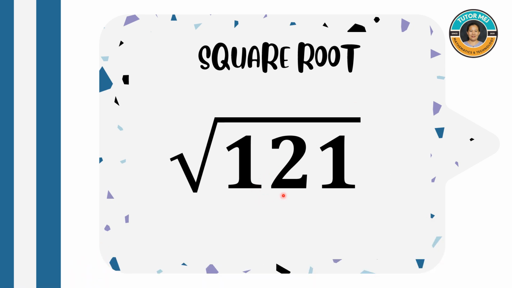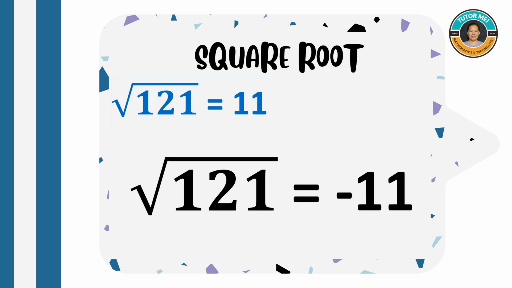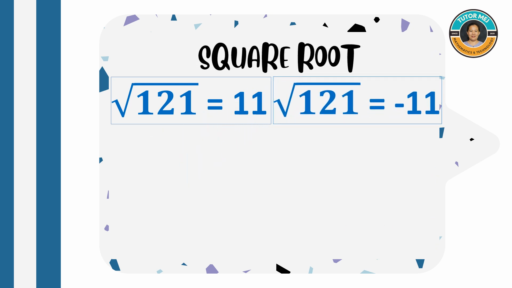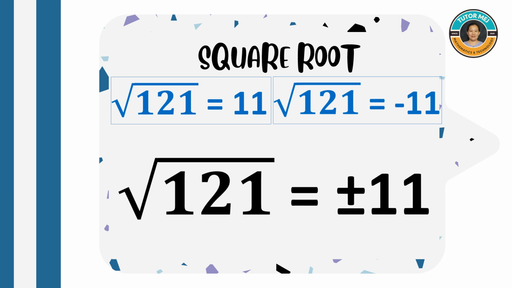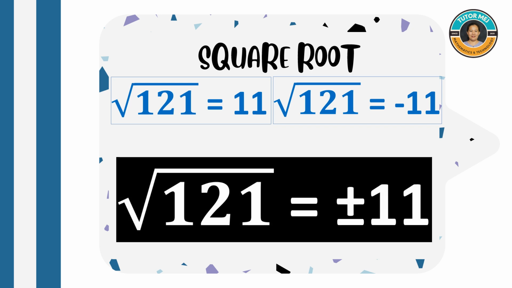Square root of 121. Square root of 121 equals positive 11. Square root of 121 may also be equal to negative 11. So square root of 121 equals plus minus 11.